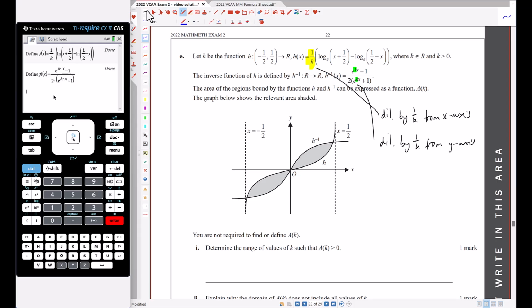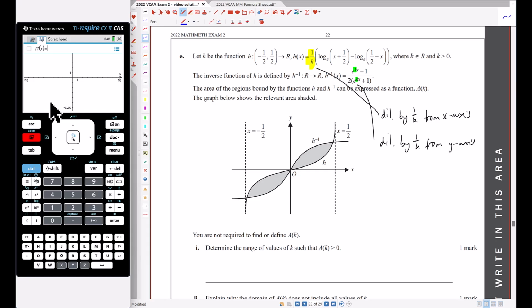So I know it says we don't have to find or define a of k, and I'm not going to define a of k, but I have defined the new version of f of x and inverse f of x. Oh, actually, sorry, it should have been h of x and inverse h of x. But anyway, I've defined the versions with the k involved, and I want to try and illustrate this over on the graph.